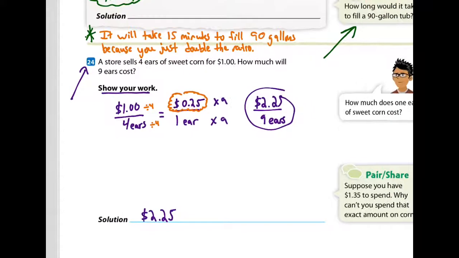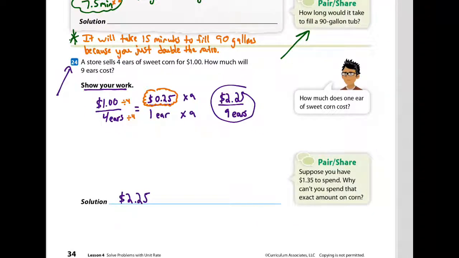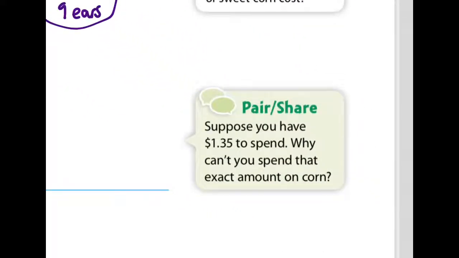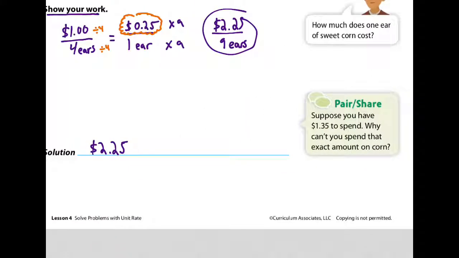I'll just write $2.25 down here. All right, now, if you had it right, as long as you showed your work, you're good to go. If you had it wrong, fix your mistake. Pause the video while you do that. Okay, now, this pair share says, suppose you have $1.35 to spend. Why can't you spend that exact amount on corn? So in this part of the pair share, I'll do this part. I'll share this part. So think about it for a second.